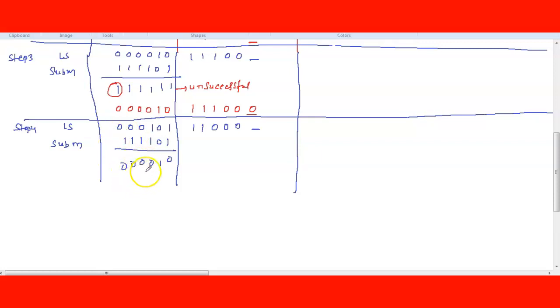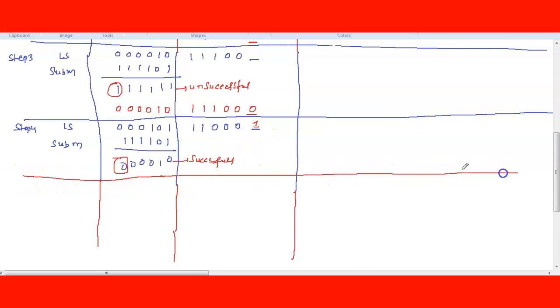So this number is positive, because this MSB is 0, and MSB 0 means this number is positive. Positive means this is successful, so no restoration is performed. This number will be your final number, and this quotient bit will be 1. So you can write the quotient bit here, 1. Till here step 4 is over.